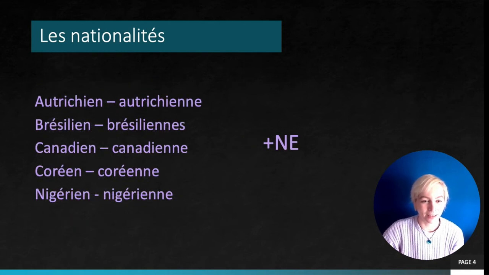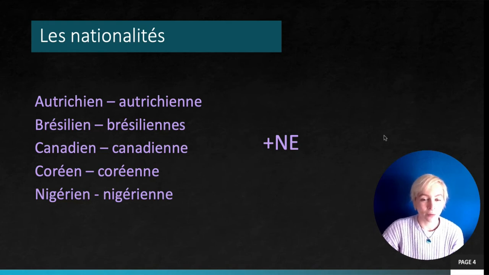Let's see another kind of ending for the nationalities. I will read them first. Autrichien, autrichienne. Brésilien, brésilienne. Canadien, canadienne. Coréen, coréenne. Nigérien, nigérienne. So what happens here?